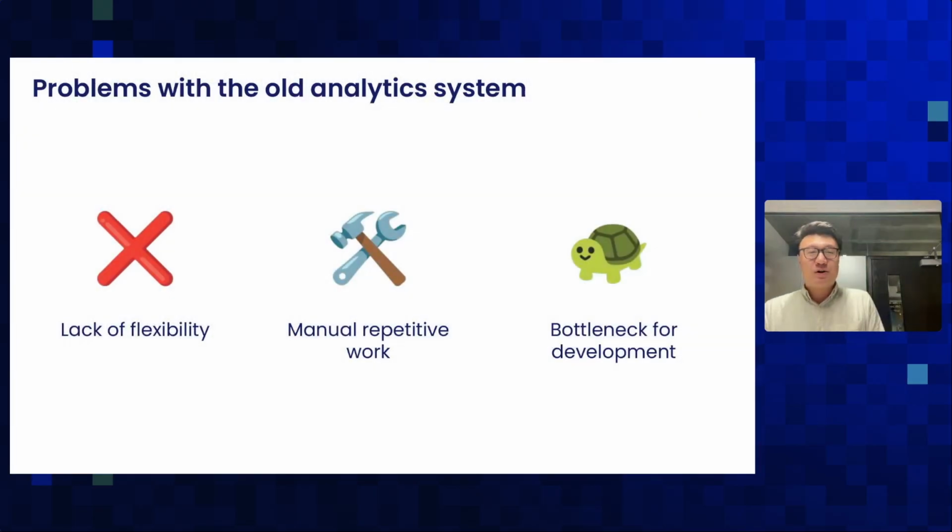So putting it all together, there were three big flaws with our old analytics system. One, there was a profound lack of flexibility. Each time we had to add a new metric, it was painful. Second, for engineers, it was manual and repetitive work, so not a lot of fun. And third, and maybe most concerning, we were becoming a bottleneck for development. We were slowing Algolia down, and that wasn't very much fun.